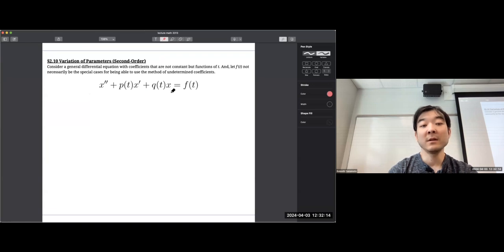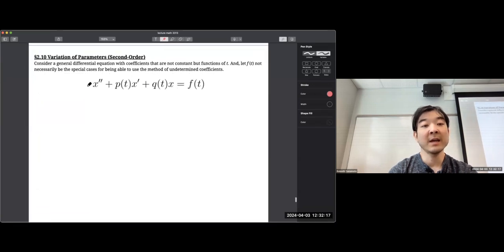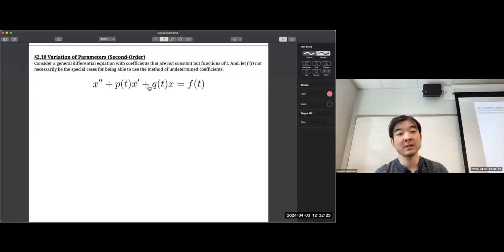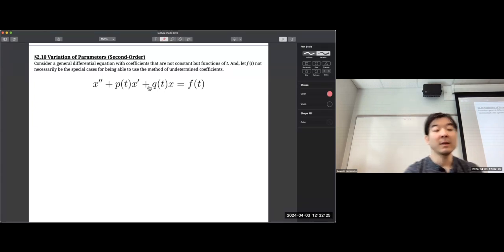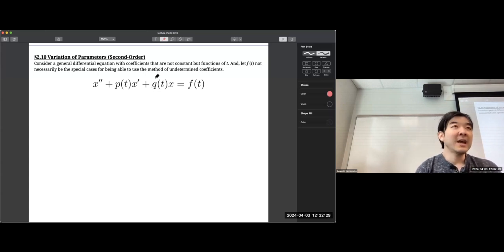In the earlier version of the blank notes, I put A of t, B of t, and C of t here. But I decided I'll switch it to this because the book does it this way. And also, people in the past get confused about whether A is the A from the characteristic equation or from the initial equation and all that. So we'll do it this way.